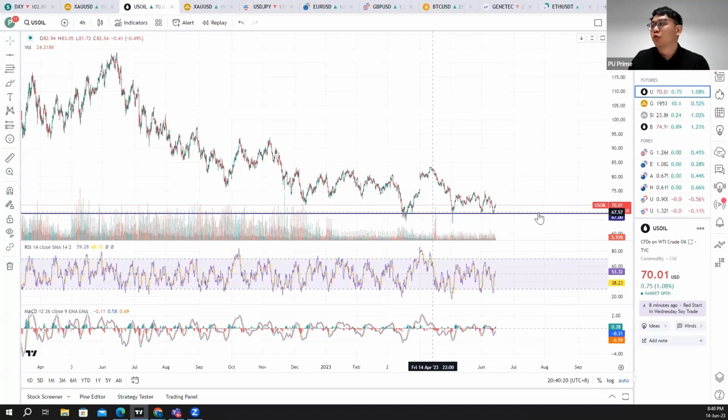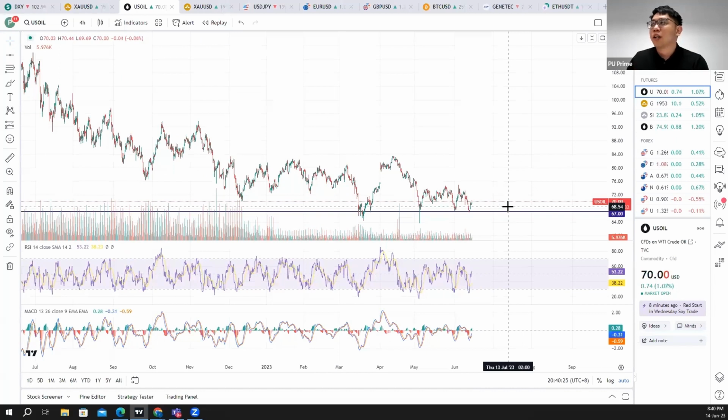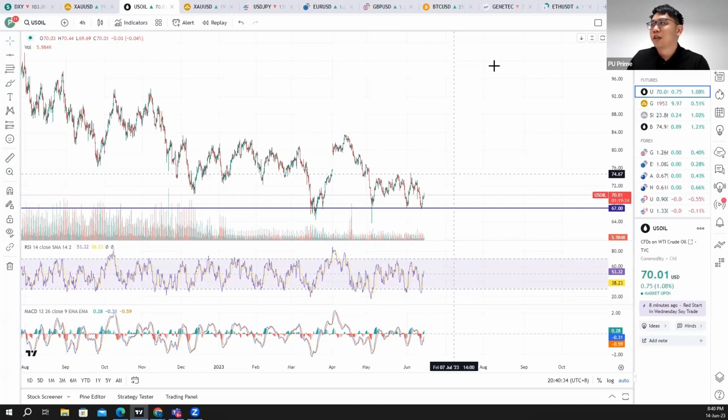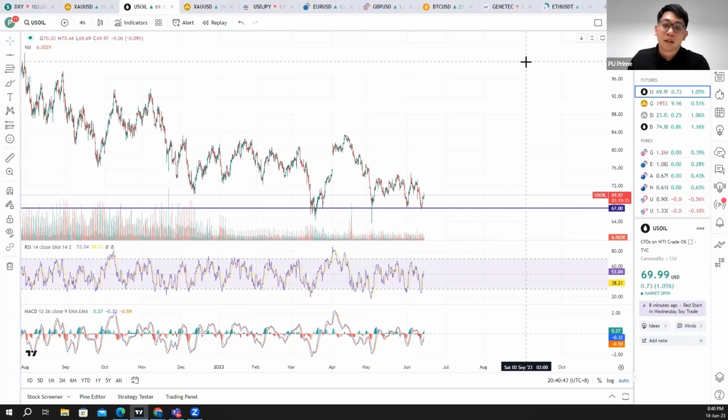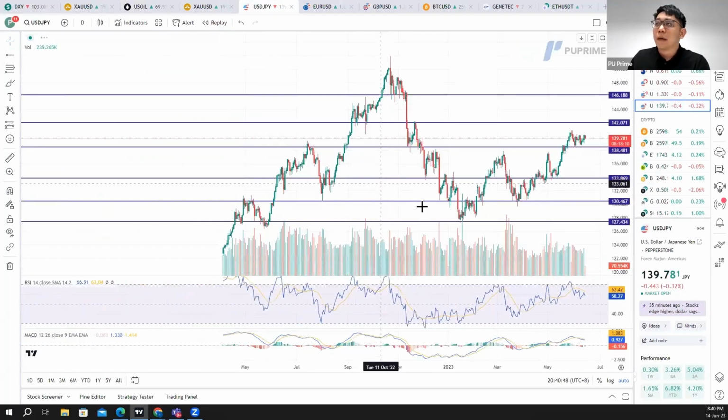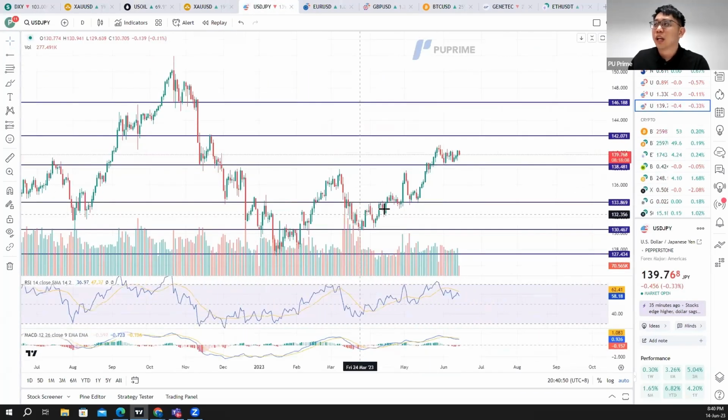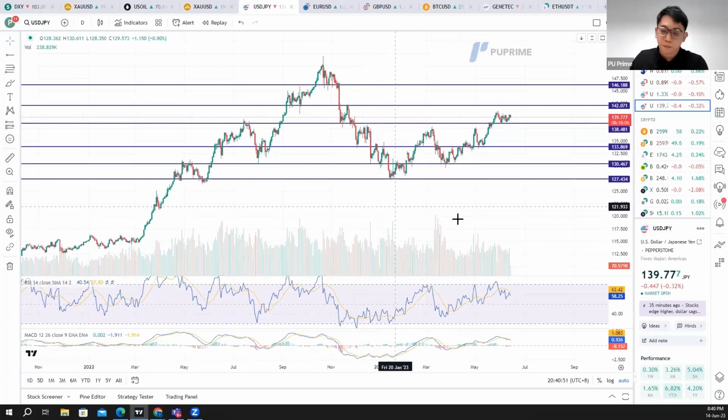So let's say you want to open a position here, and you are very confident that oil is going to hit up to $100 per barrel in the future. But again, we really wouldn't know how long it takes for oil to hit $100 per barrel. But we can open a position here until we hit our goal. It is a very, very long time. And another good example would be the USD/JPY pair, the Japanese yen.